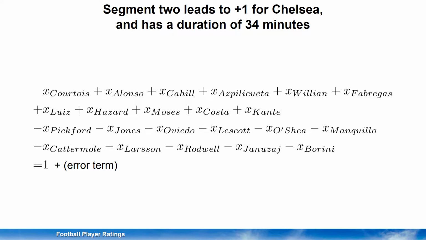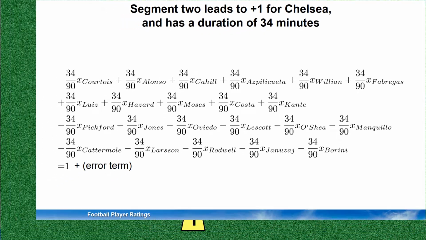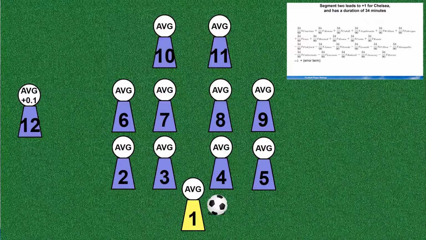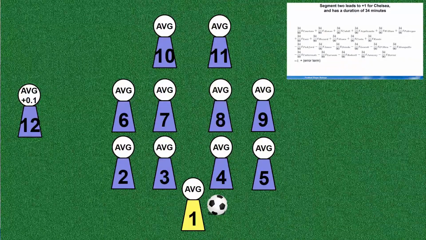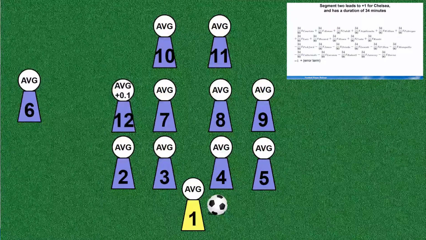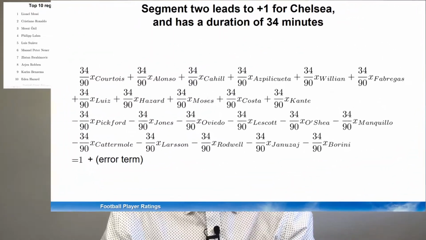One way to achieve this is to divide all the ratings, that is the x variables, by 90 and then multiply with the length of the segment, which in this case is 34. If all segments are constructed like this, the meaning of the ratings is more clear. If a player has a rating that is 0.1 higher than another player, it means that the team using the first player would improve their goal difference by 1 goal every 10 games, compared to an otherwise equal team using the second player. This, by the way, was the implementation that we used in the previous video, where we illustrated both adjusted and regularized adjusted plus-minus ratings.